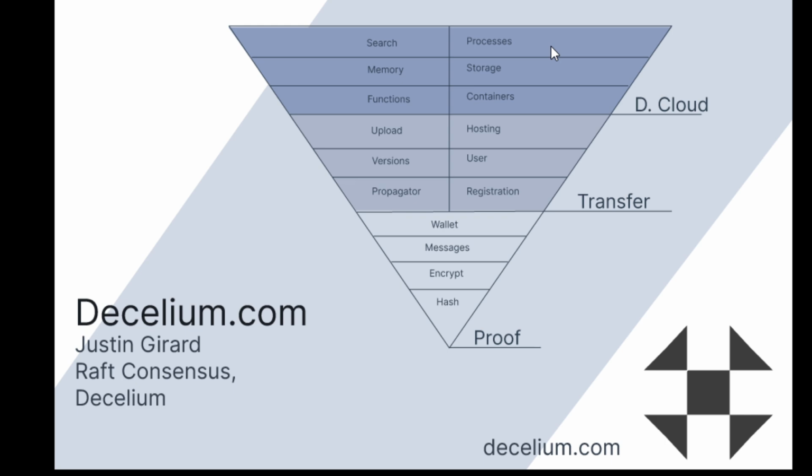The transfer layer and the proof layer are very fully featured and have been used in millions of transactions and tens of products. The decentralized cloud layer has been used a few times, mostly the functions, mostly the memory, and we're still in the alpha stage of the decentralized cloud layer.